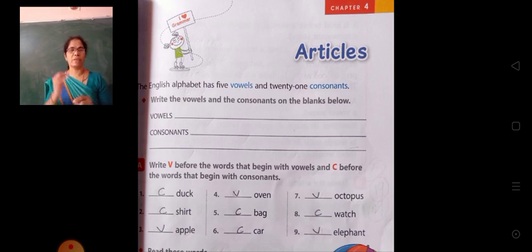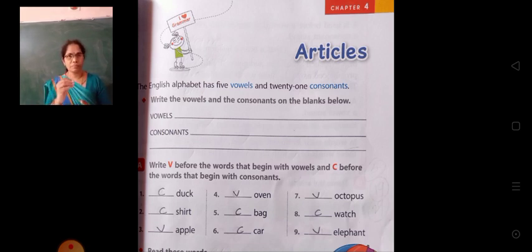Now listen to this one again. Before a vowel sound, we have to use the article an, and before a consonant sound, we have to use the article a, and the use of the, that we can learn later. First see the use of a or an, and we know that the vowels a, e, i, o, u are called vowels.